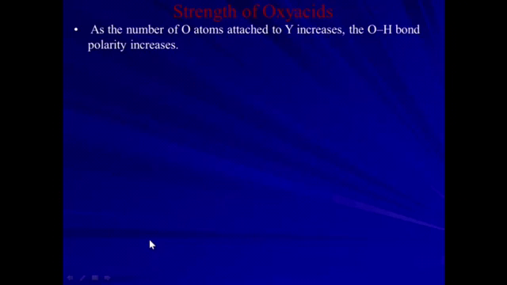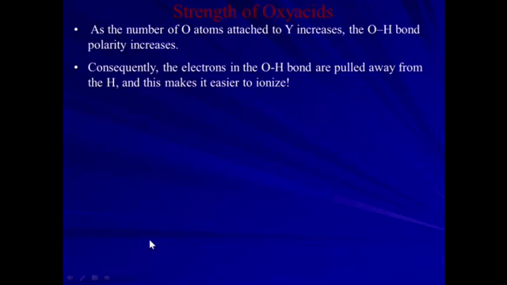Okay, as the number of oxygen atoms attached to the Y increases, so you can make more than one OH bond, that's going to make the polarity increase. Consequently, the electrons on the OH bond are pulled away from the H, and this makes it even easier to ionize. So the strength of the acid will therefore increase.